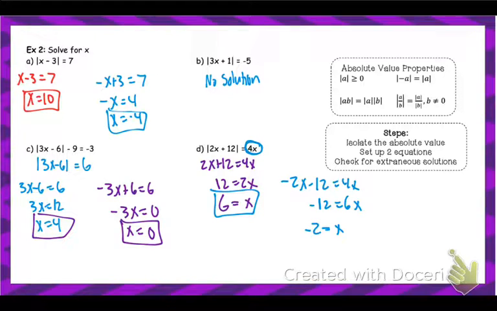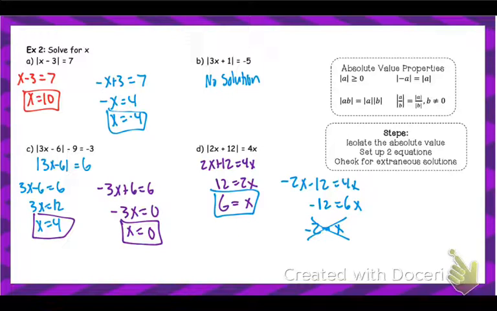Because if I plug in negative 2 over here, I'm going to get the absolute value of something is equal to negative 8. Absolute value cannot equal a negative number. So since one side of that equation is giving me a negative, that is an extraneous solution. It's not going to work.